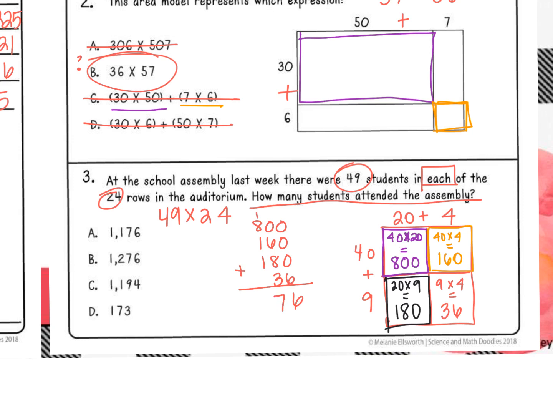Tens column. 17. Very good. And hundreds column. 11. So A is my correct answer. You guys are a bunch of mathematician geniuses.